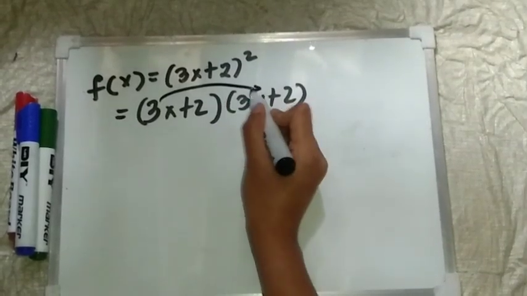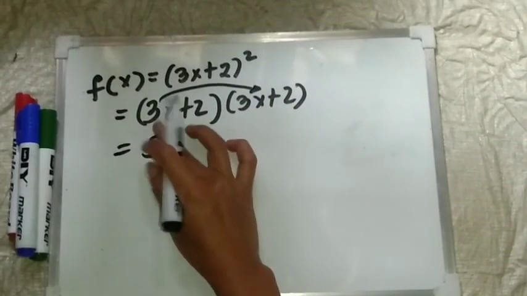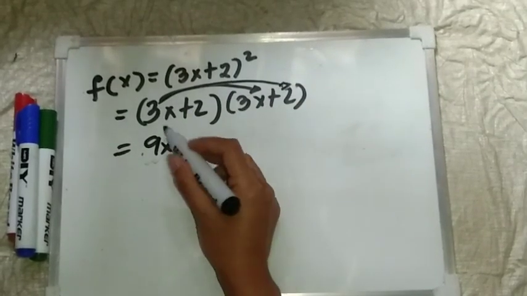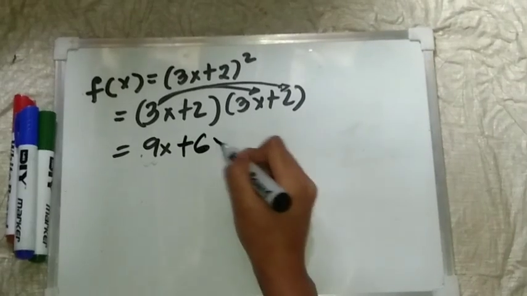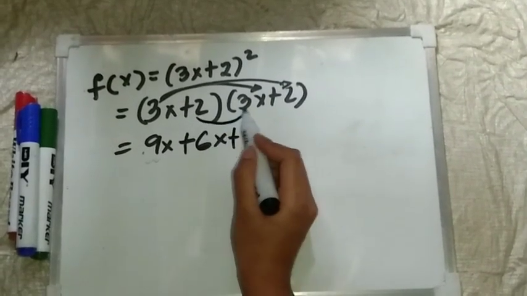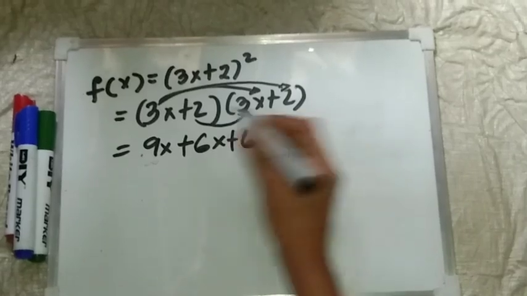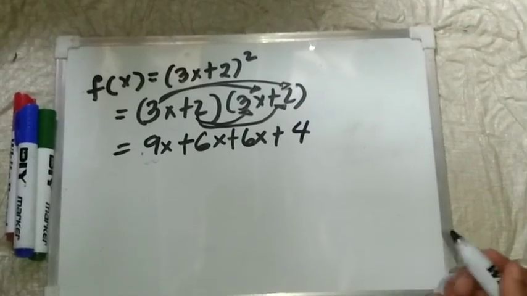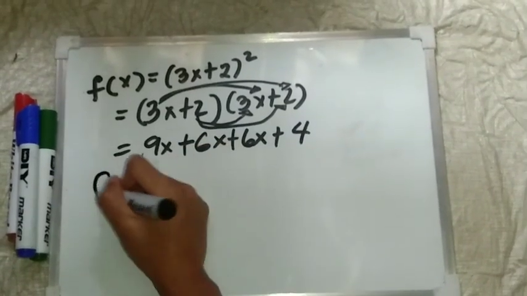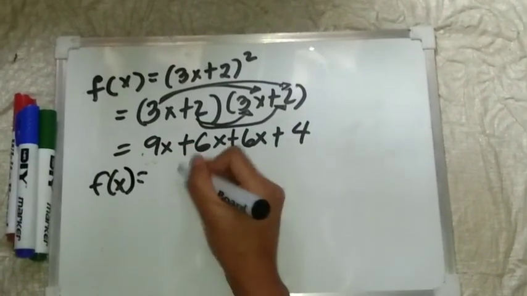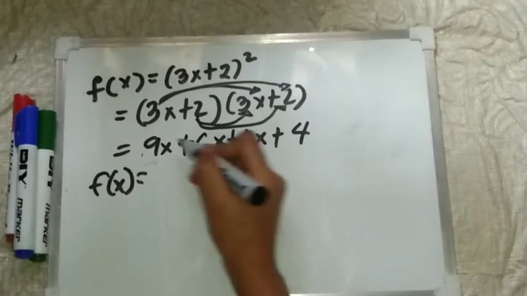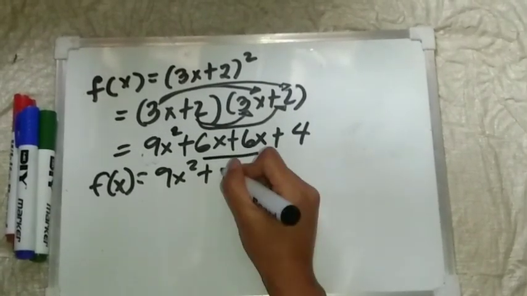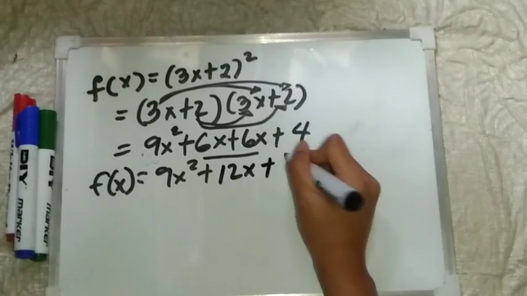So 3x times 3x is equal to 9x squared, and then 3x times 2 is equal to 6x, so plus 6x, plus 2 times 3x is equal to 6x, plus 2 times 2 is equal to 4. Now let's combine the terms. So we have f of x is equal to 9x squared plus 12x plus 4.